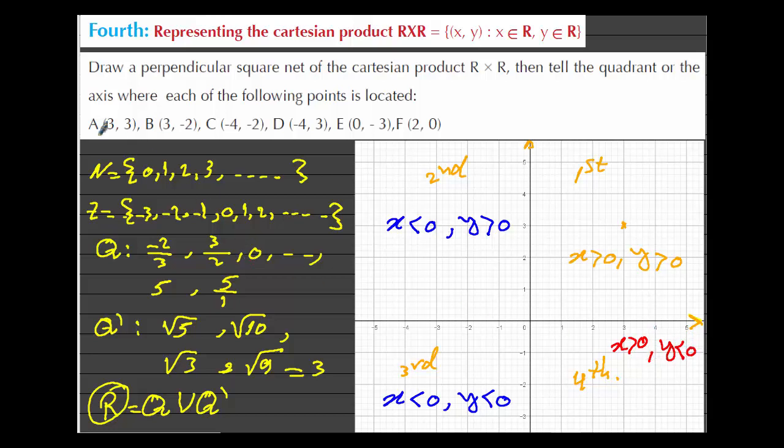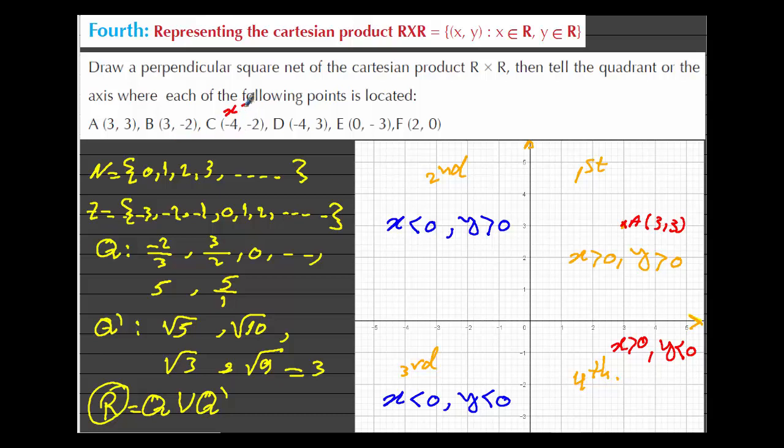Here, A equals 3 and 3. You can put it in the quadrant. Here we have the point A of coordinates 3 and 3, and you can say that A lies in the first quadrant. What about B? 3 and negative 2. Here, 3 is positive, right? X is positive, y is negative. So the point B lies in the fourth quadrant.